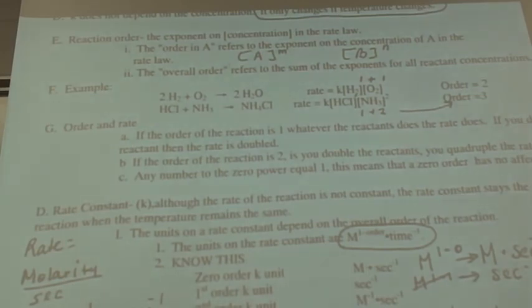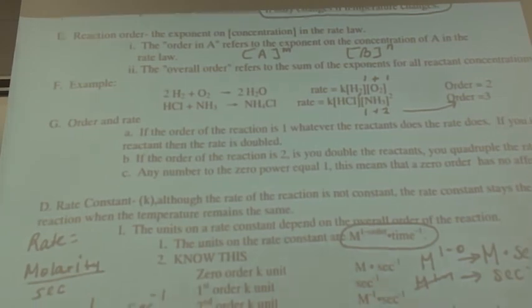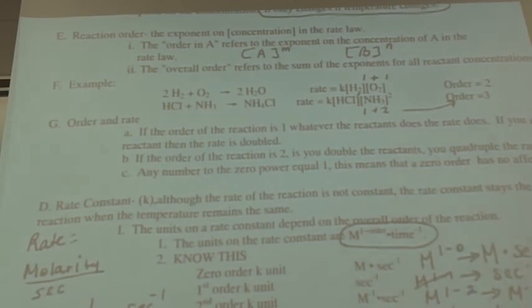If you have a second order reaction, the unit that goes with the rate law constant would be M to the 1 minus 2, which is the same as M to the -1 times the time value to the -1. Are you good there? Why don't you do some practicing where it says practice?